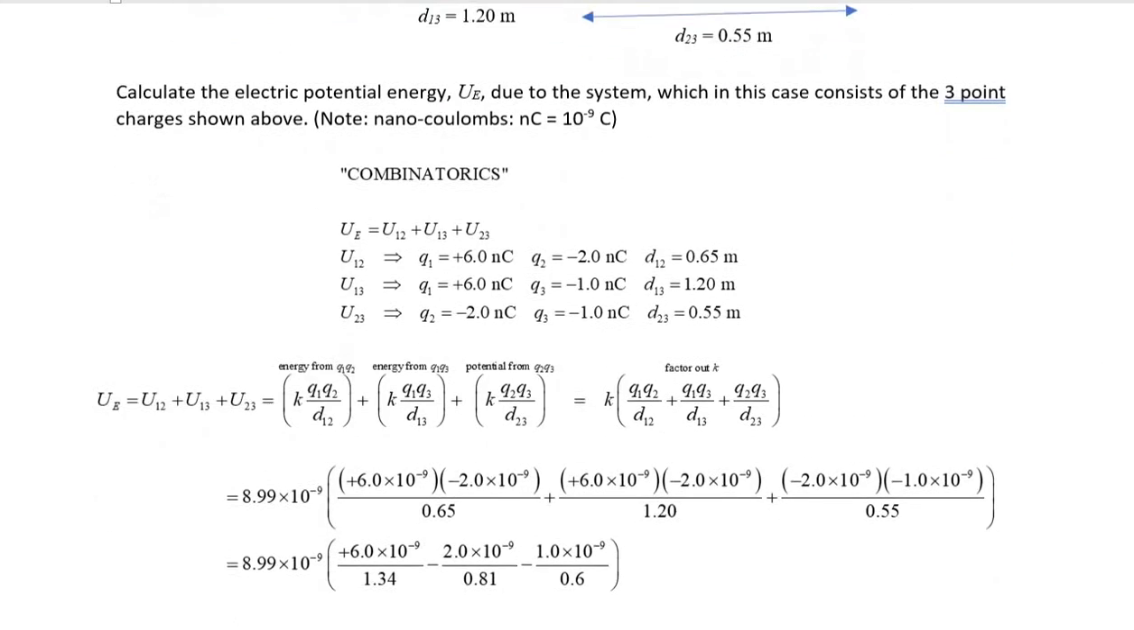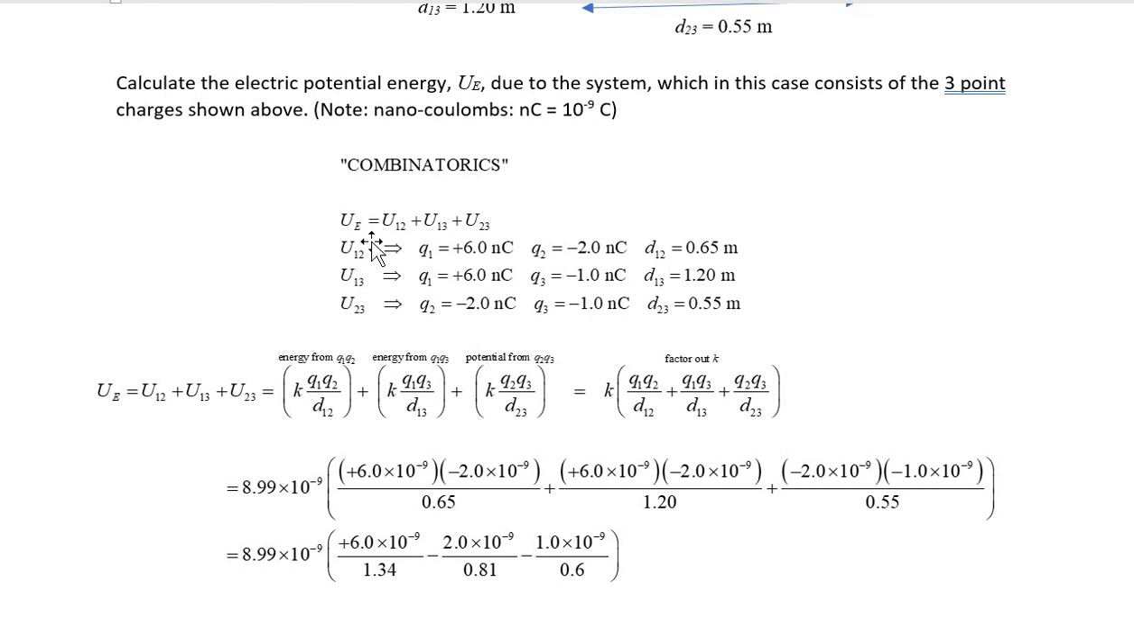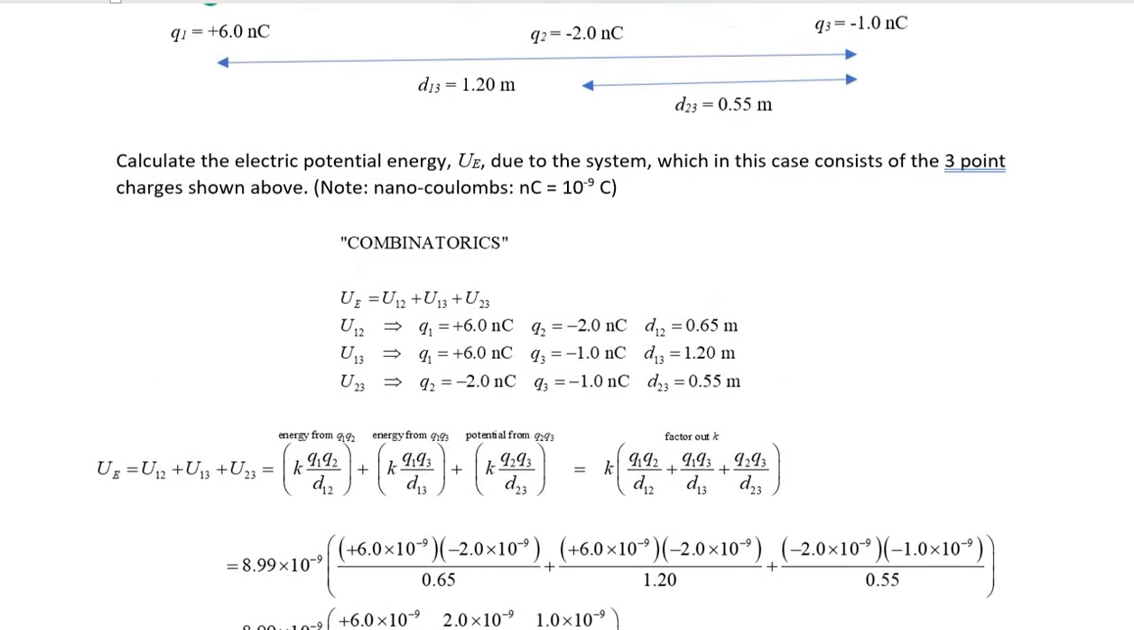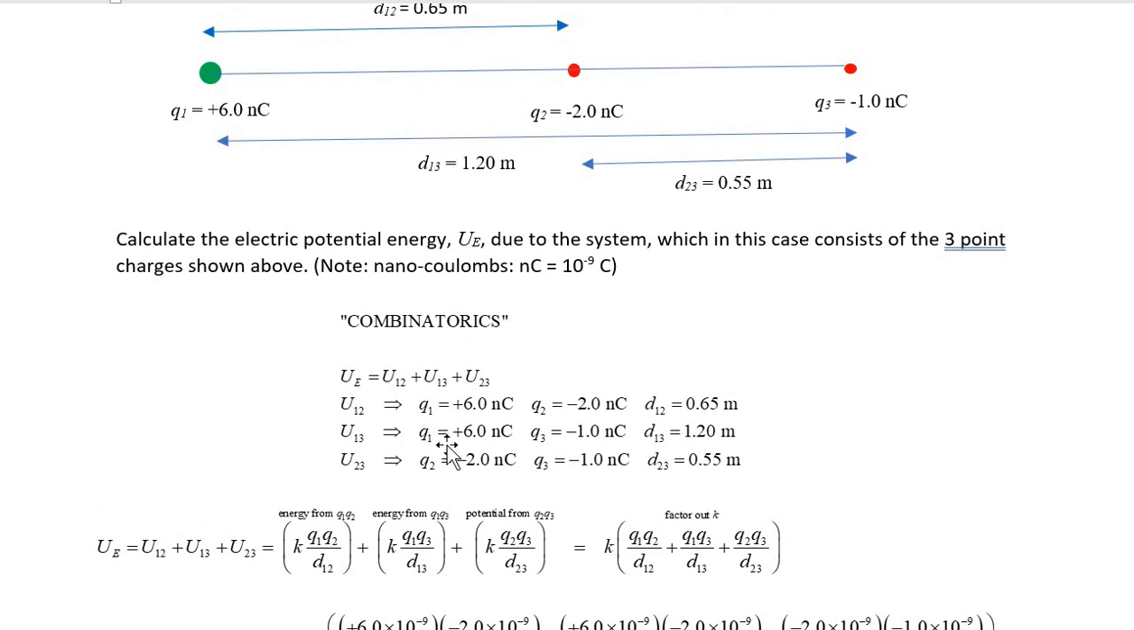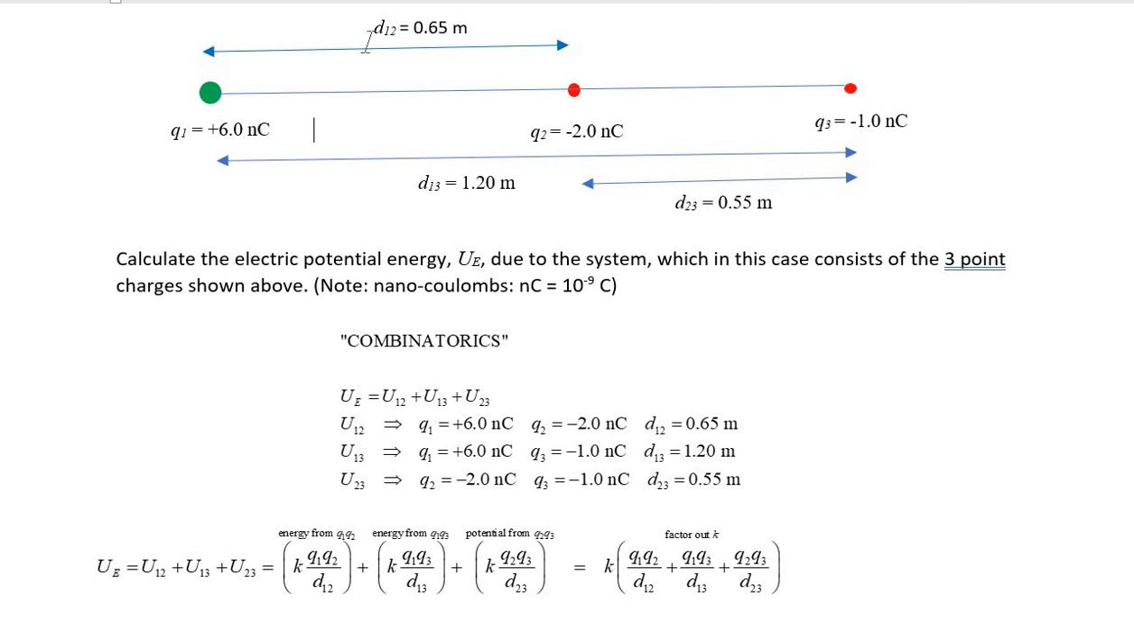So see that? So let's go up here and look at this. We have the total electric potential energy is U12 plus U13 plus U23, where here I give all the parameters: Q1, Q2, and Q1 and Q3, and Q2 and Q3. I believe that takes care of it, and I tagged them with their associated distances. See how the distance between Q1 and Q2 would be 0.65 meter? See that right there? 0.65 meter between these two.